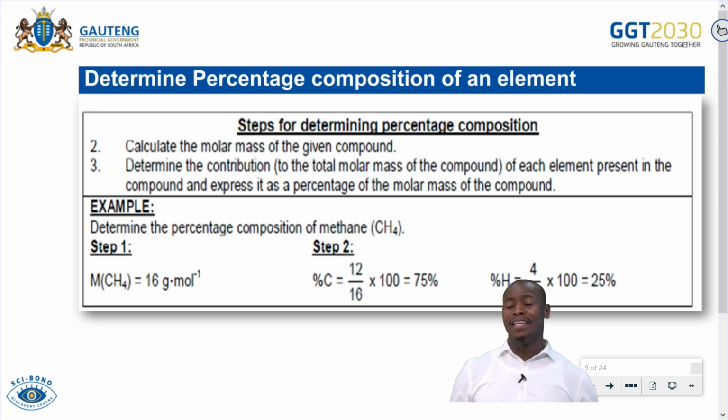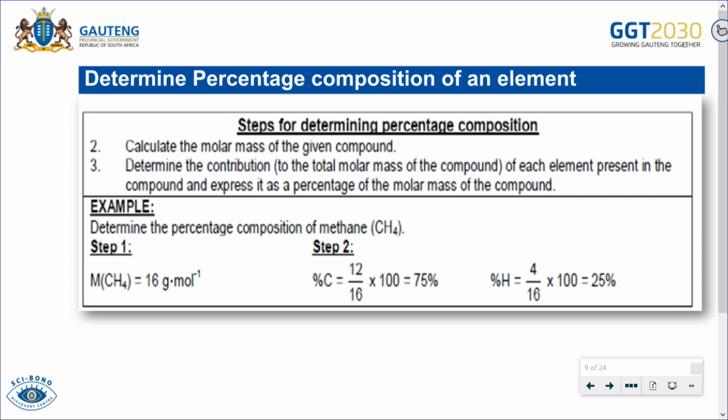Right, so these are the steps that you need to follow when you want to calculate the percentage composition. First, which is what we did last week, we know how to calculate the molar mass. We did that even in grade 10. If you want to calculate the percentage composition of an element in a certain compound, first calculate the molar mass of the whole compound. To do that you need your periodic table, from which you get the relative atomic masses.